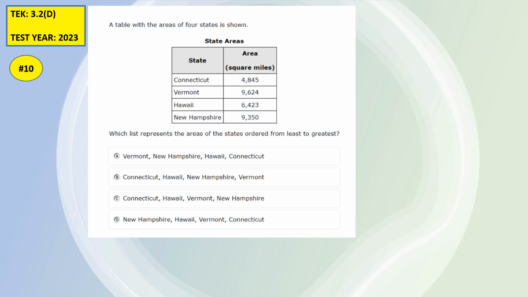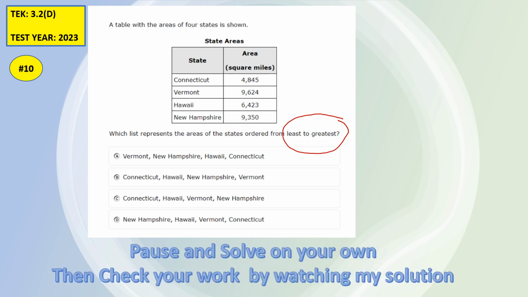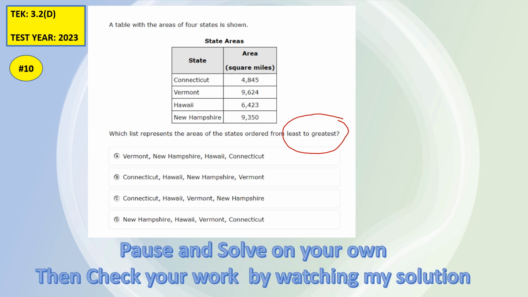Now, the question asks, which lists represent the areas of the states ordered from least to greatest? Now, remember, least to greatest means smallest number to largest number. Go ahead and pause and solve on your own. Then check your work by watching my solution.